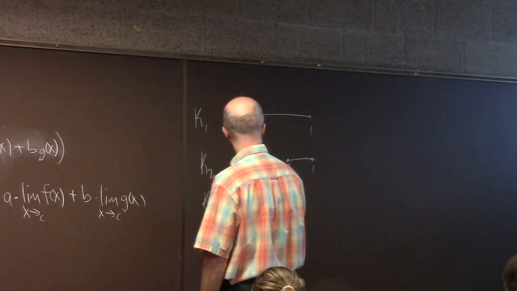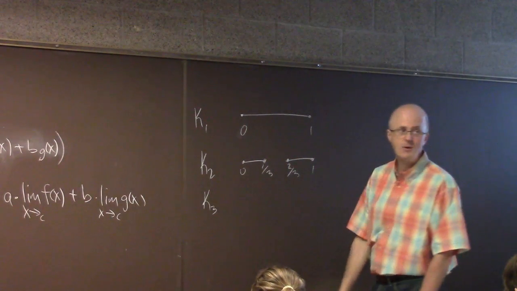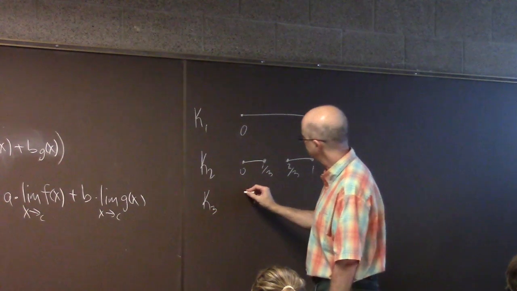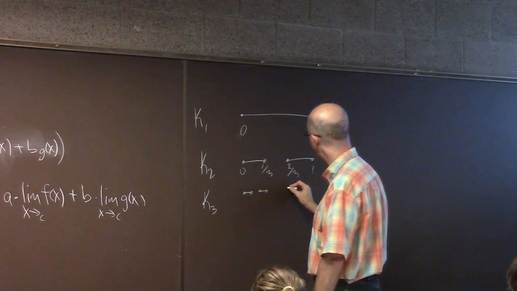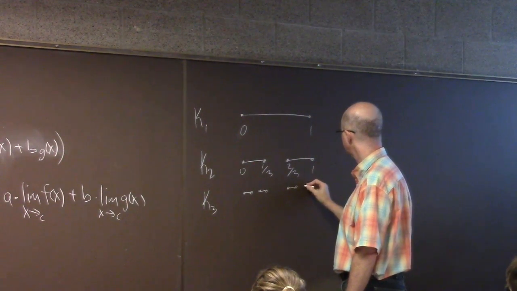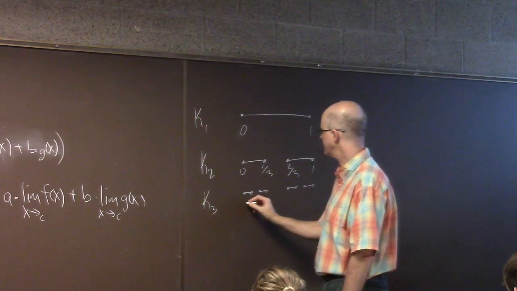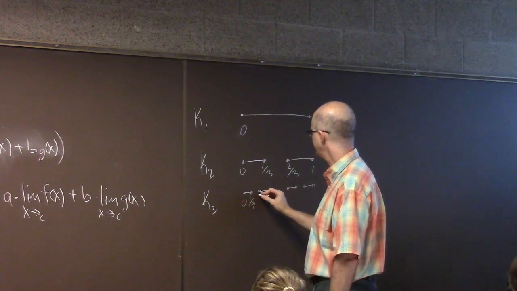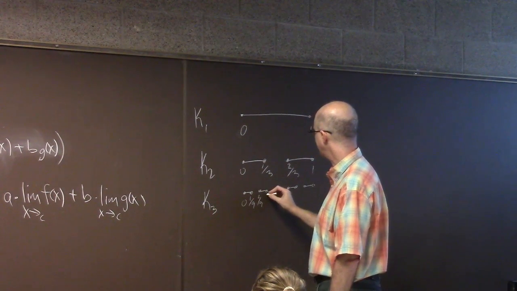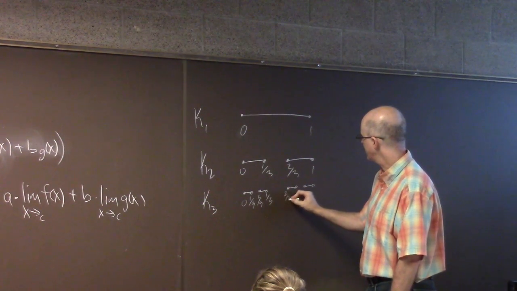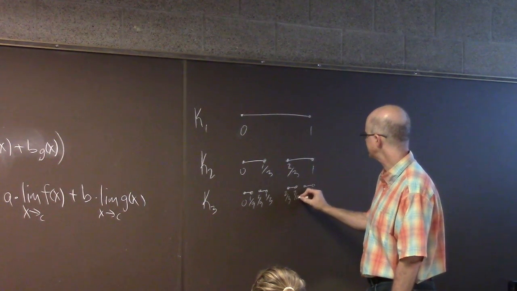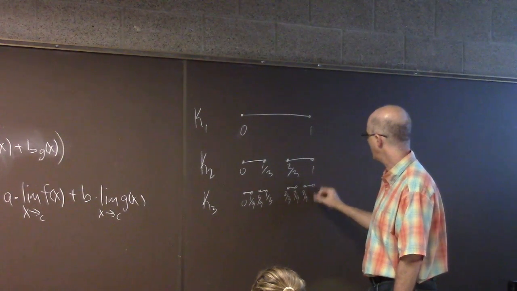K3, the next step, I'm going to take out the open middle thirds of those intervals and get a union of 4 closed intervals whose endpoints would be 0 and 1/9, 2/9 and 3/9 or 1/3, 2/3, 7/9, 8/9 and 1.